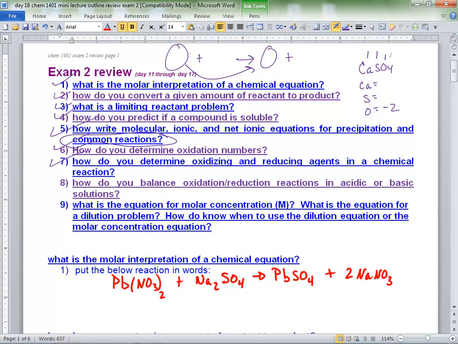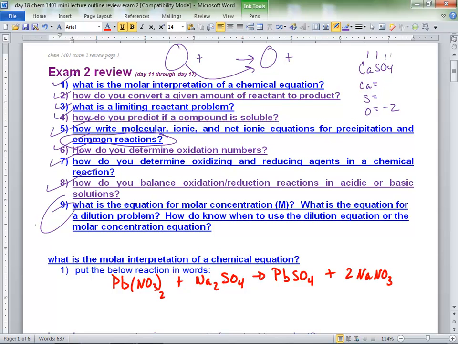Balance the O's by adding H2O. Step 3, balance H's by adding H+. Last step, balance the charge by adding the e negatives, the electrons, to the most positive side. Okay? Balance O's by adding H2O. So know those steps.